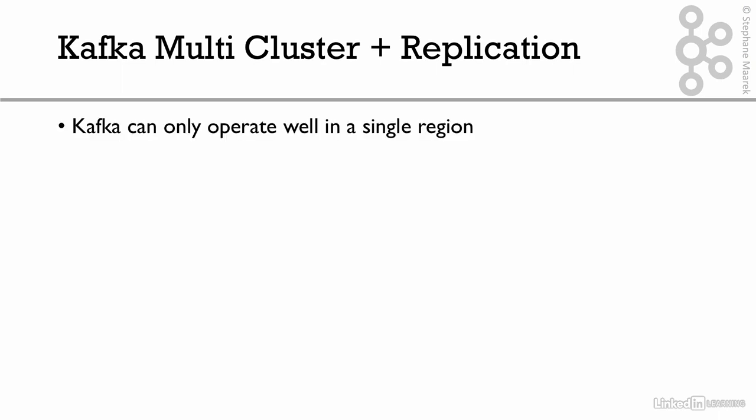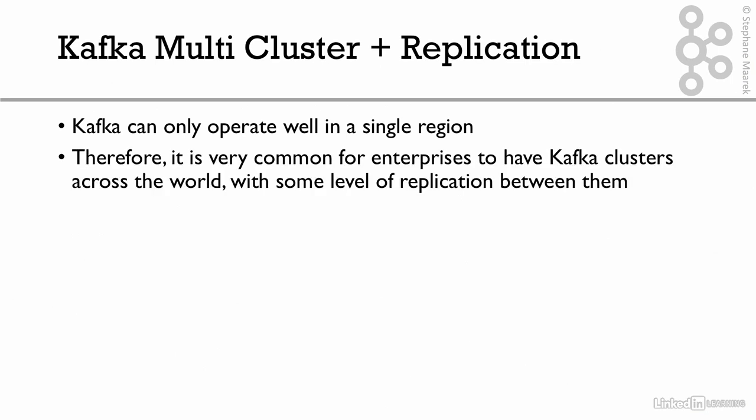Kafka can only operate well within a single region. And by region, I mean geographical region. Okay? So if you have a Kafka cluster in America, it will not work well if you're in Asia, and vice versa. Therefore, it's super important that if an enterprise is global, it usually has Kafka clusters all across the world, and the clusters replicate data between them.